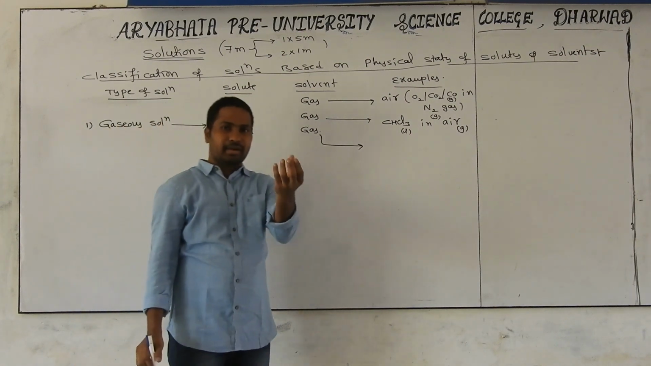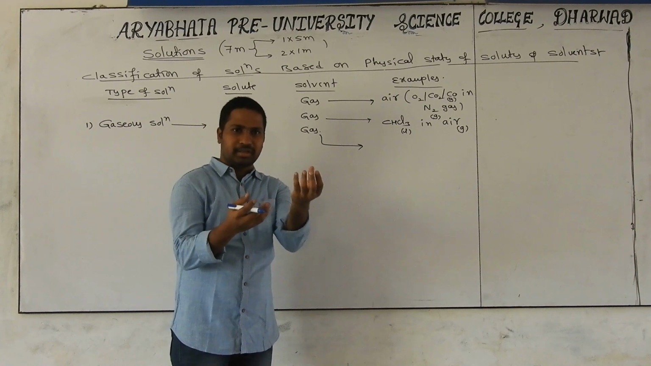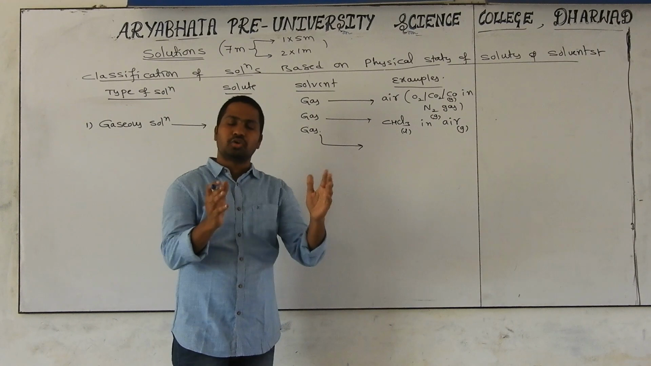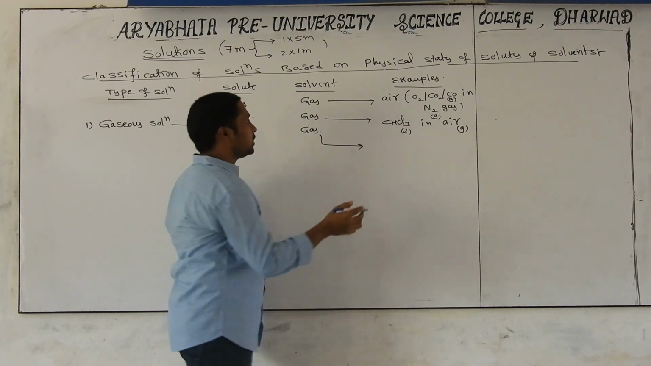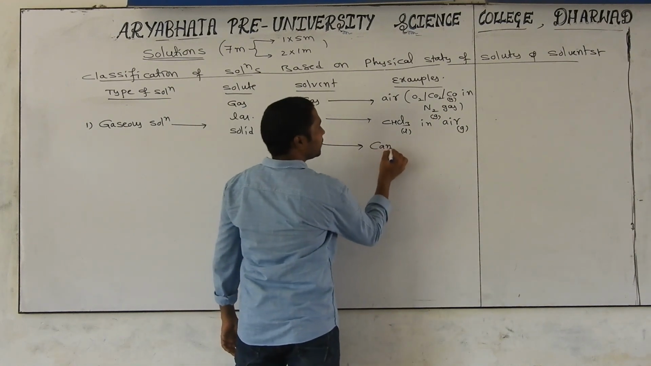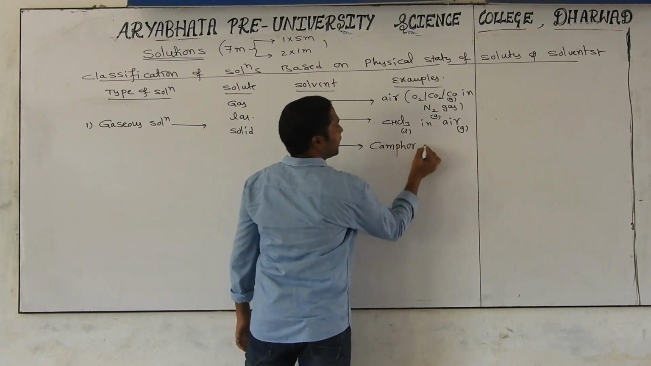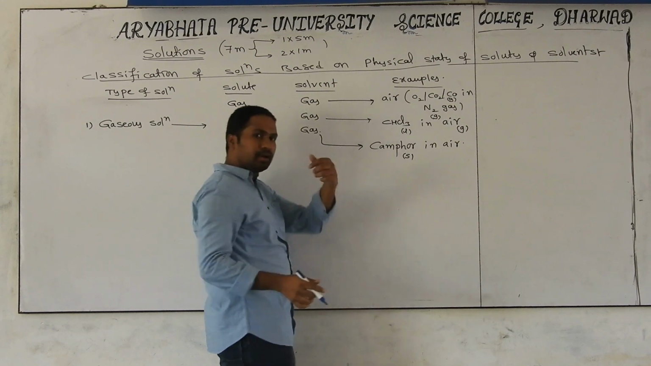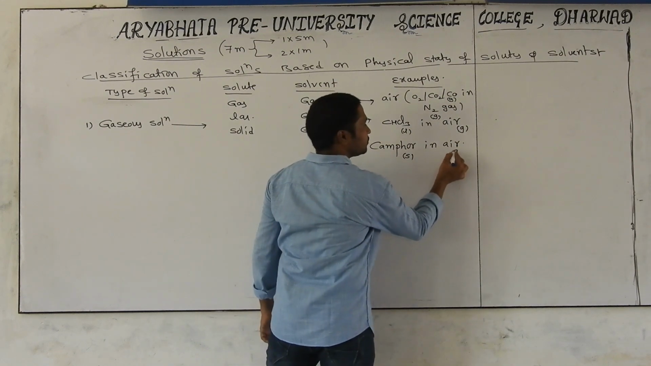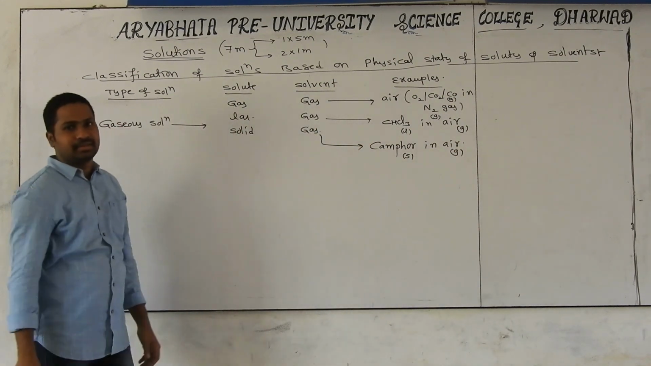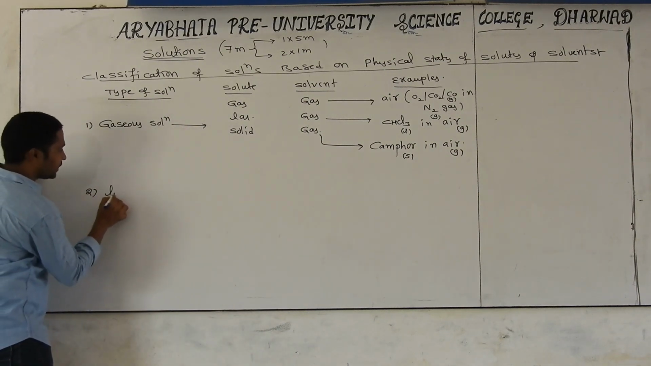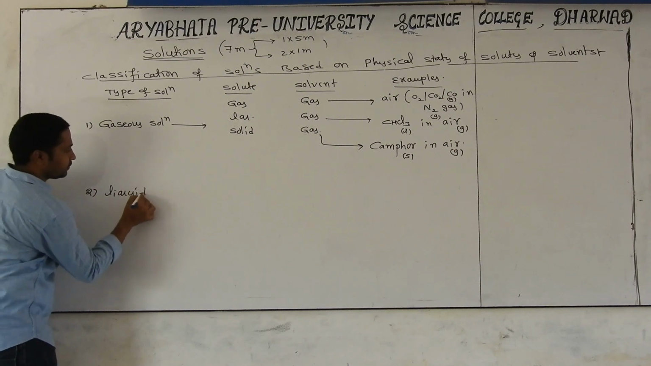Just take camphor. Yes, if you take a solid colored organic substance and keep it in an open place, it automatically evaporates. That means we write camphor in air. Camphor is a solid particle that goes into the gaseous phase, and air is also gas phase. Like this. And we are now discussing the second category, which is liquid solutions.